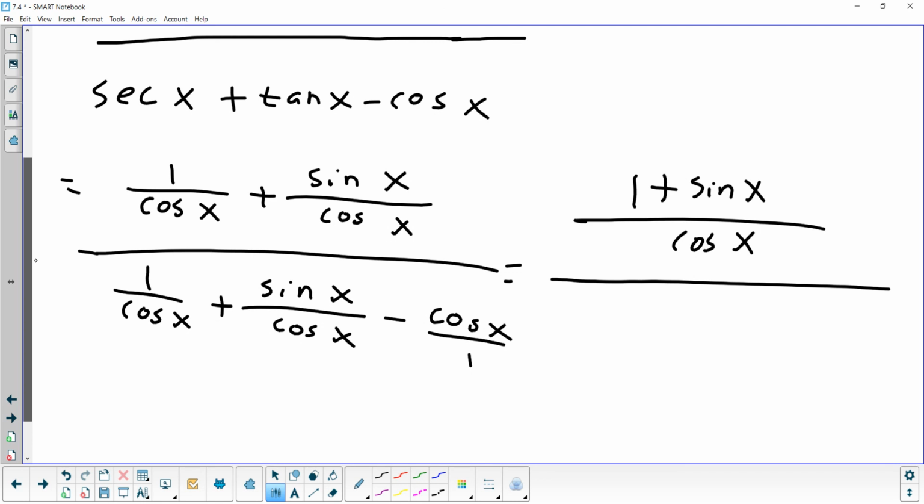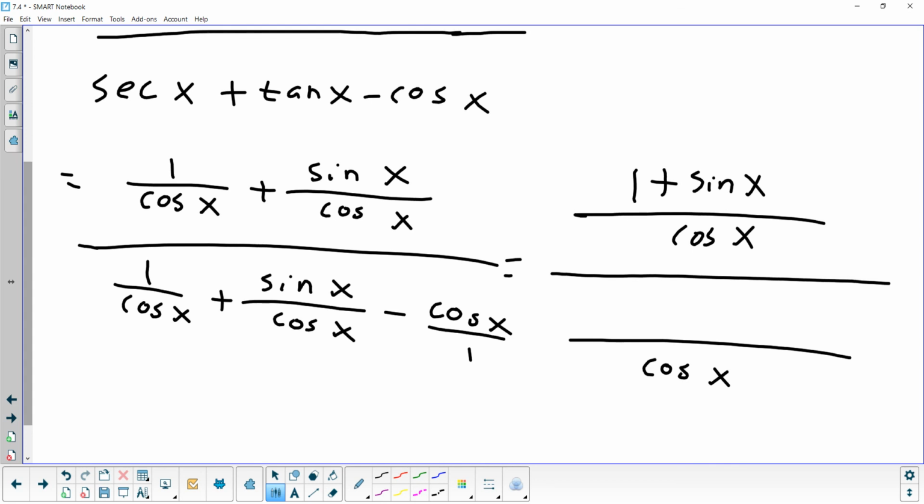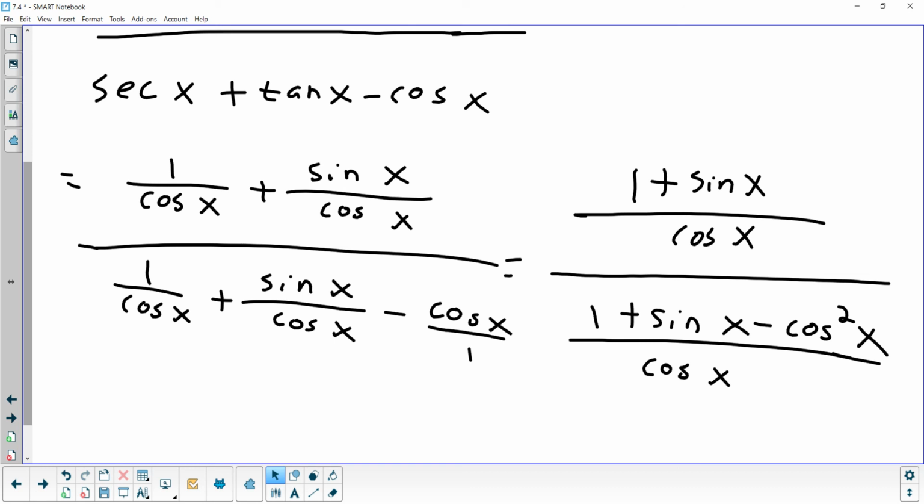So the common denominator is going to be cosine. Oh, that's great because we have the same common denominator in the top part and the bottom part. So that's going to lead to canceling. Now we've got 1. That part already has the common denominator. Sine. That part already has the common denominator. What do I have to multiply top and bottom by here? Cosine. So that's going to become a minus cosine squared over cosine. Okay, so we got that.